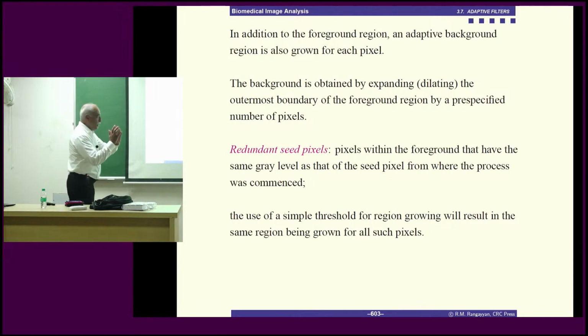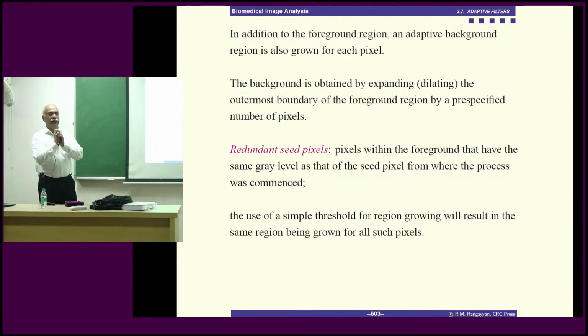Now, once you have this region, in some types of filtering, you may want a reference around that. So you put a ribbon around it of the same shape and take those pixels to represent the background around that region.